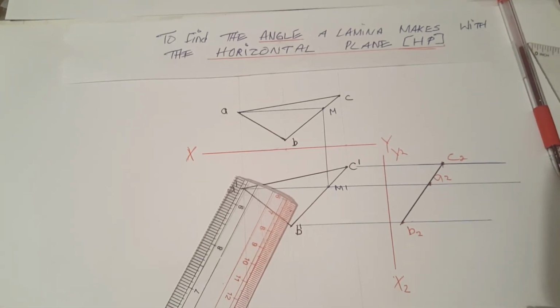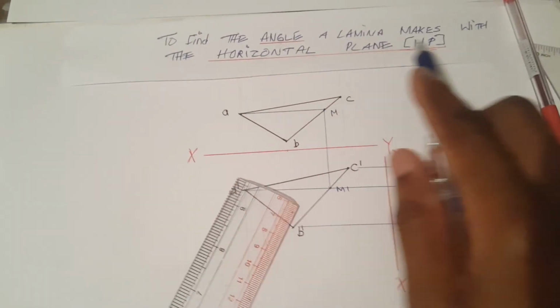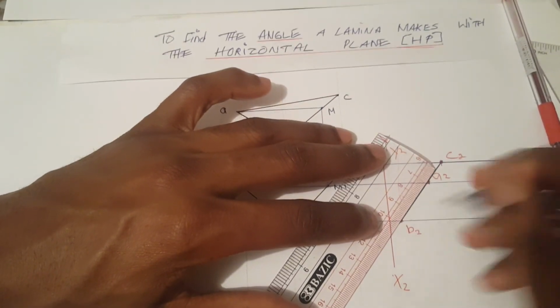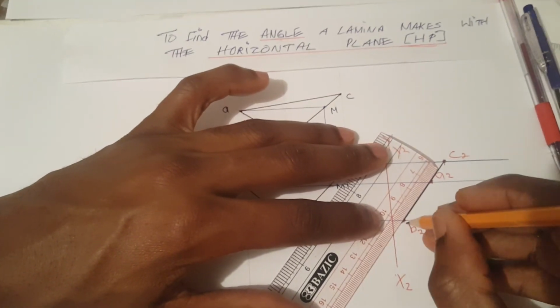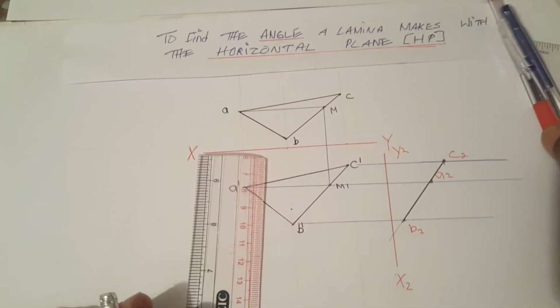Now to get the angle that the lamina makes with the horizontal plane, we simply extend this line here and measure the angle. So this is what we want.